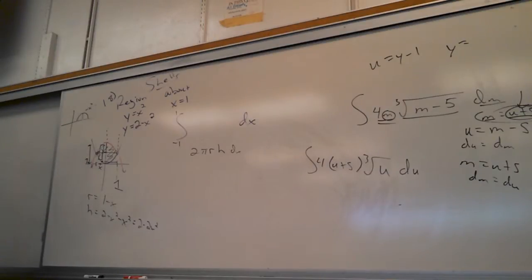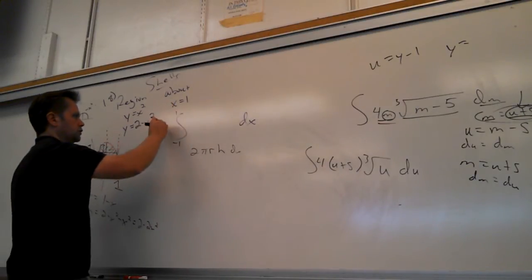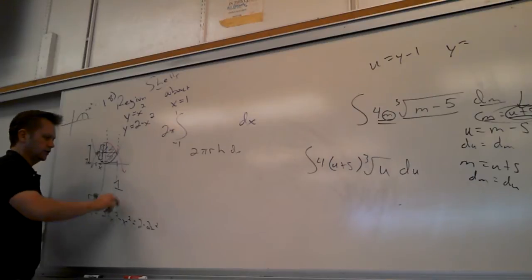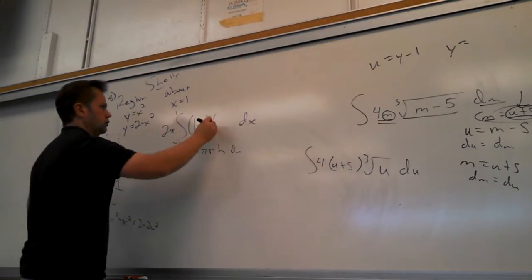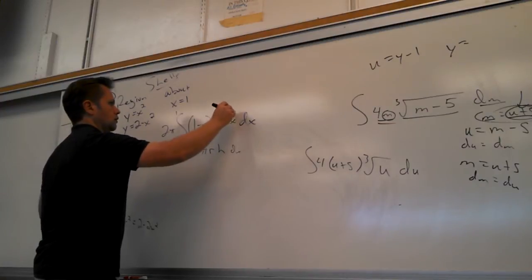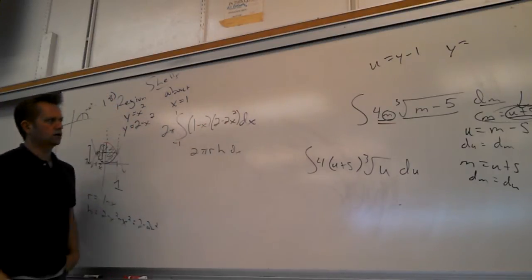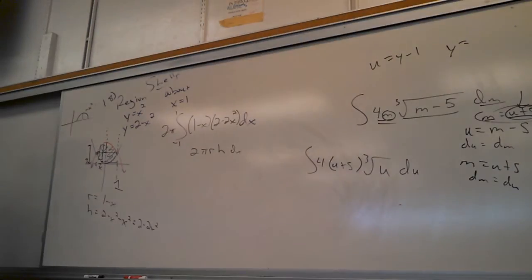So now I just plug and chug. My 2 pi can come out. My radius is 1 minus x. My height is 2 minus 2x squared. And my thickness is there. Foil, integrate. No problems.